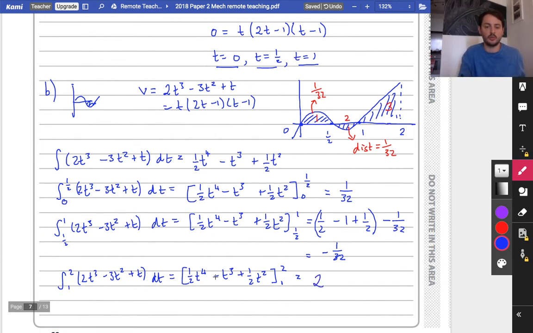And when we substitute 1 in here, do you remember what it came up with? This is what it was. It just came up with 0. So you just get 2 minus 0, which is 2. So the area of this section is just 2. So the distance travelled is 1 over 32 plus 1 over 32 plus 2.